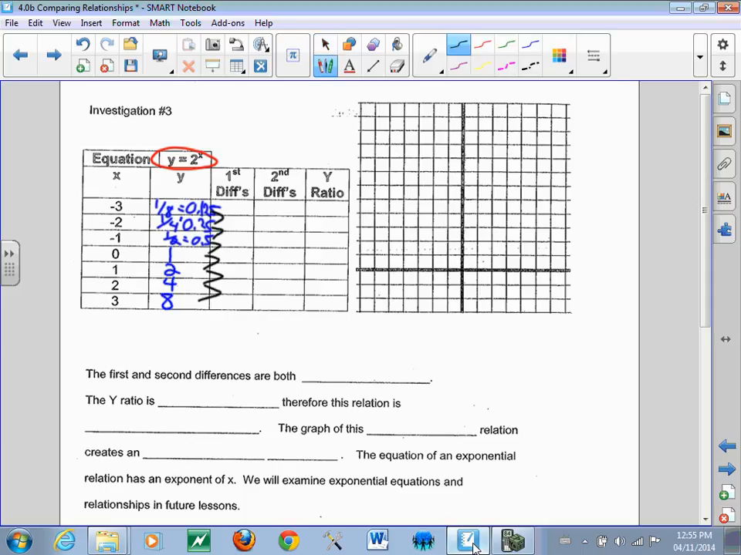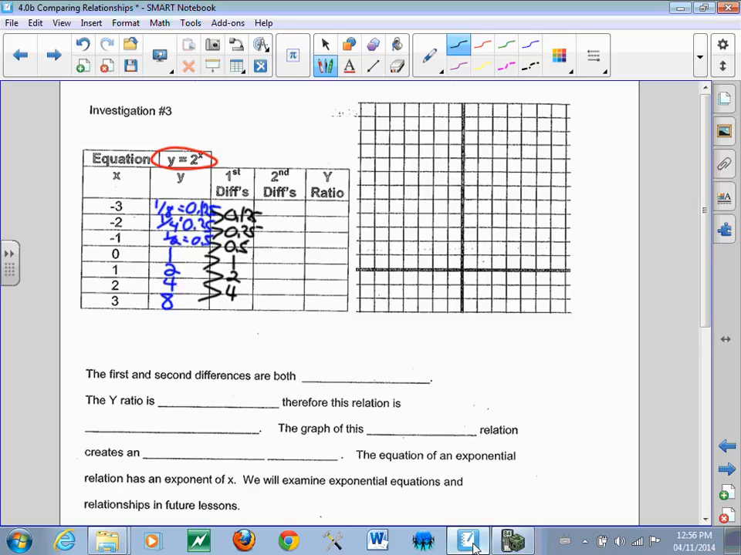There's going to be a patterning here. It's going to be kind of cool. So 8 subtract 4 is 4. 4 subtract 2 is 2. 2 subtract 1 is 1. 1 subtract 0.5 is 0.5. Do you notice the pattern here, guys? Cool. Awesome. So the first differences aren't the same.